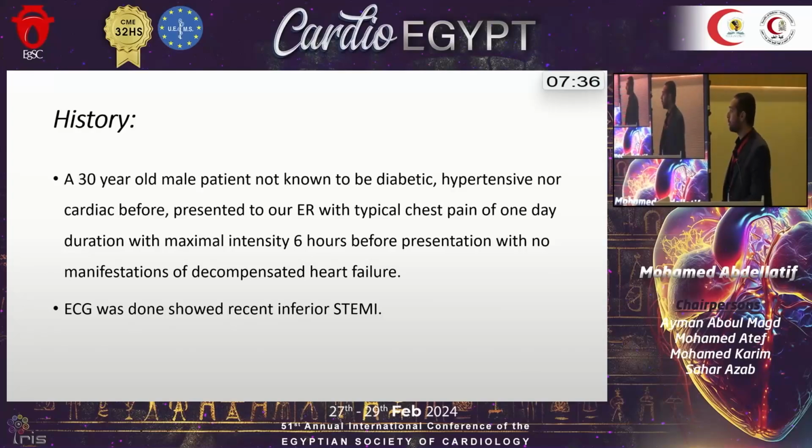Our patient is a 30-year-old male who has no history of diabetes, hypertension, or any cardiac or chronic disease before. He presented to our ER in Asyut University Hospital with typical chest pain of 1 day duration, with maximum intensity 6 hours before the admission. The patient underwent ECG. Like Mr. Chairman said moments before, we usually see young patients with myocardial infarctions. It's not uncommon anymore in Egypt.